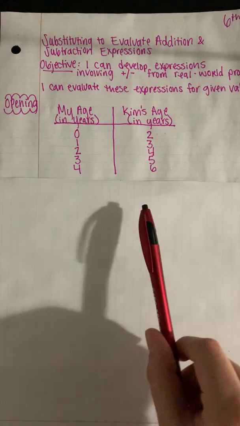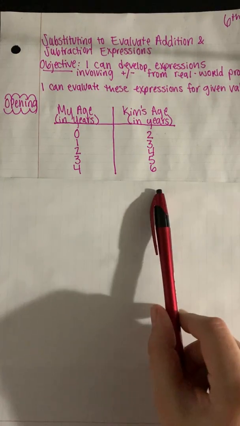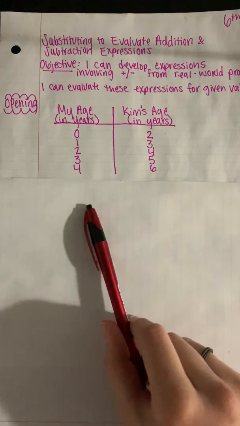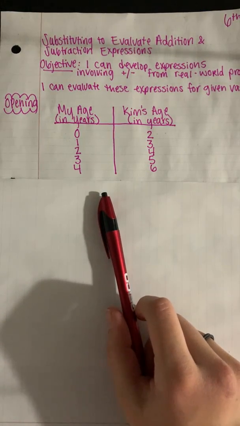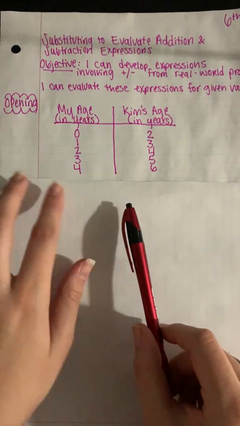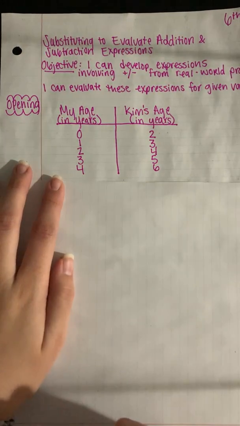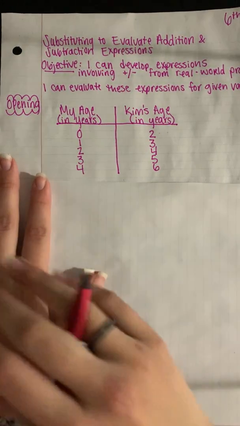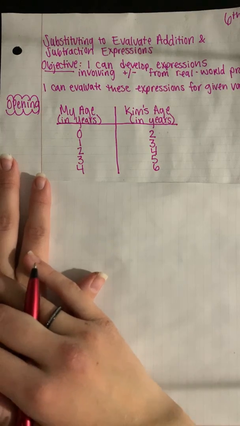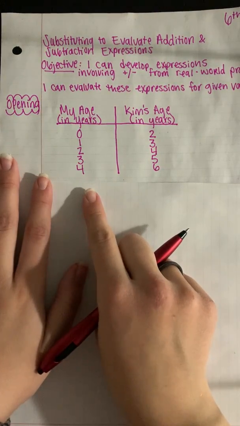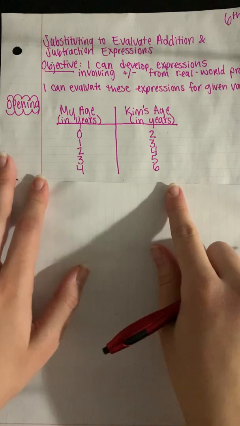We can use this table to figure out some expressions. So if we look at this table, what patterns do we see? We see that my sister's age is always 2 years older than my age. How about on the day that I turned 8 years old, how old was my sister? Think about it in your head. On the day I turned 8 years old, my sister turned 10.